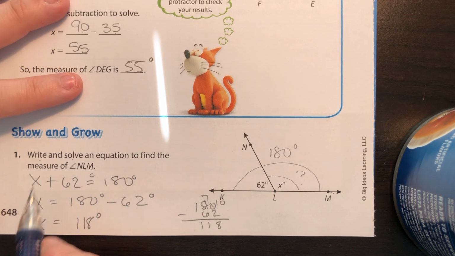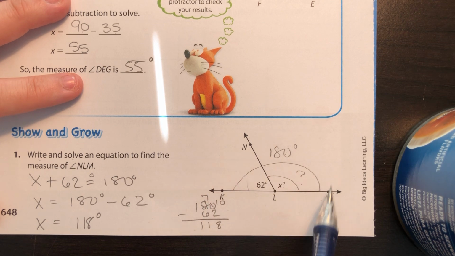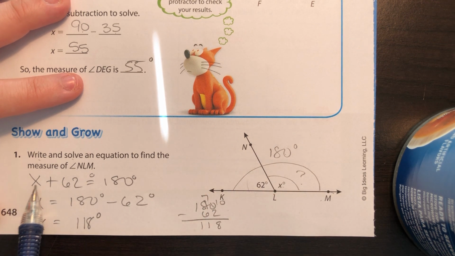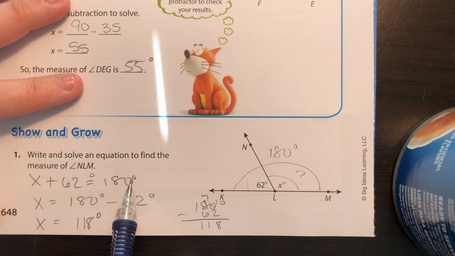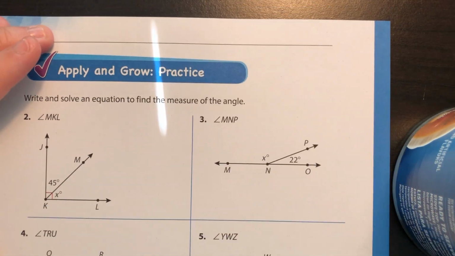So I'm going to show you that one more time. Here's X, here's 62. Both of these together make 180 because they're supplementary angles. So I do the X plus the 62 has to equal 180 degrees. So the X is the same as saying the inverse operation, the opposite. So 180 minus 62, and that's how you get 118. And believe it or not, that's algebra. You are doing algebra right now in the fourth grade. Kind of crazy. Okay, let's keep going.